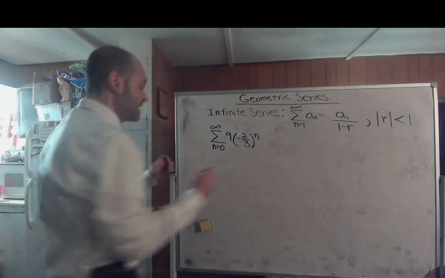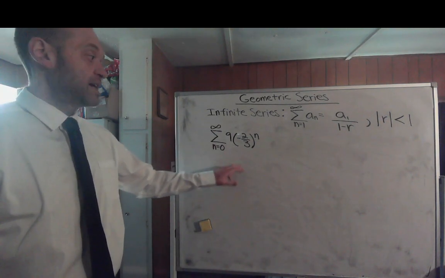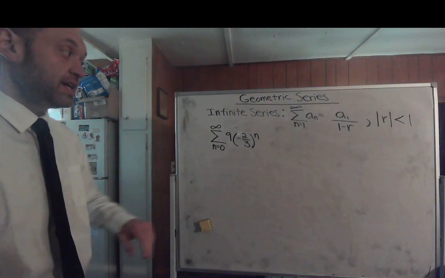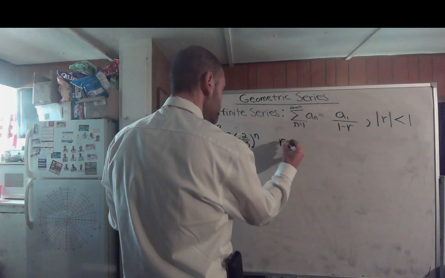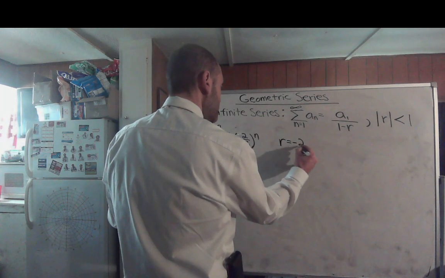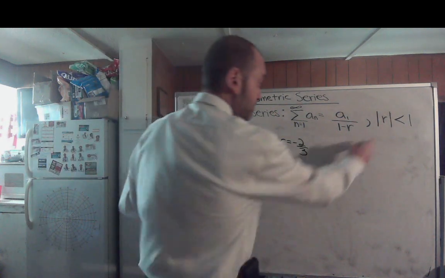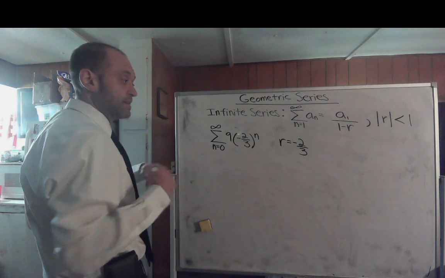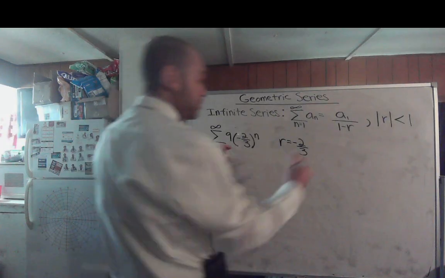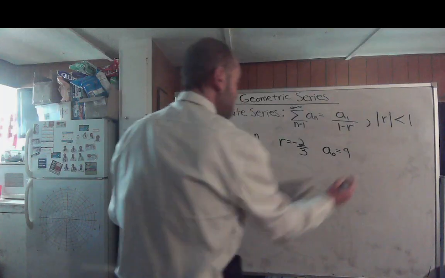So now we have the sum from n equals 0 to infinity of 9 times -2/3 to the n. Well, our common ratio is -2/3. Take the absolute value of that, -2/3, it's 2/3, which is less than 1. So yes, we can find a finite answer. Our a sub 1, or a sub 0 in this case, would be 9.